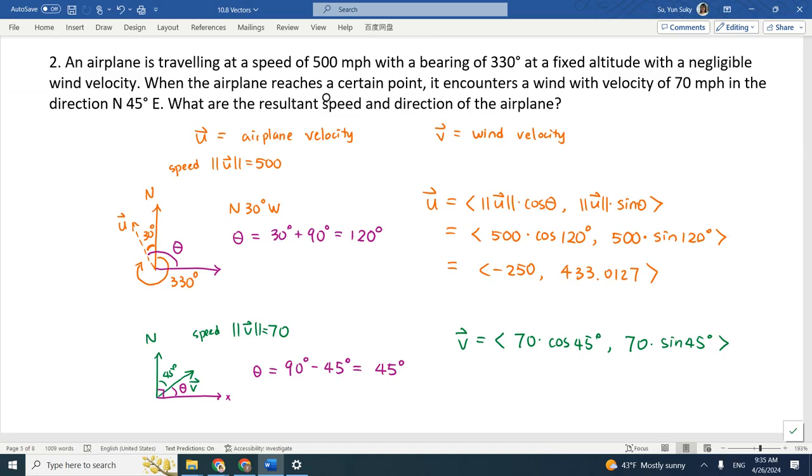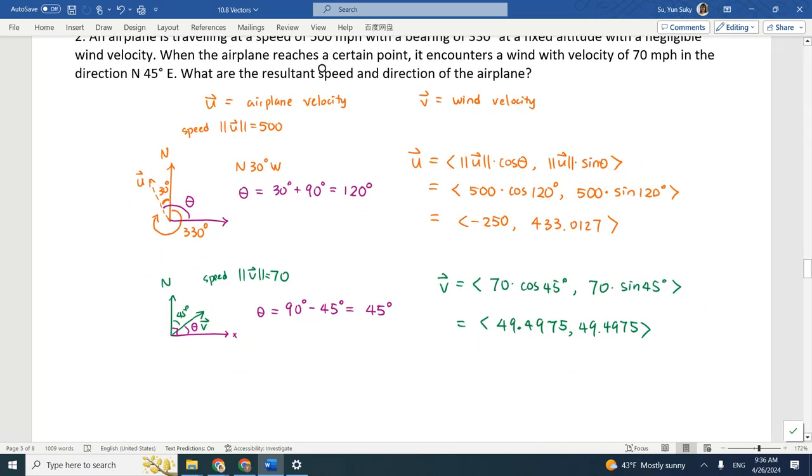Now plug in your calculator. What is your first component? Thank you. And your second component? Oh, same thing, which makes sense. You know what cosine and sine of 45 degrees are? Root 2 over 2, so they're the same. Wonderful. So now we want to find the resulting speed and direction of the airplane.